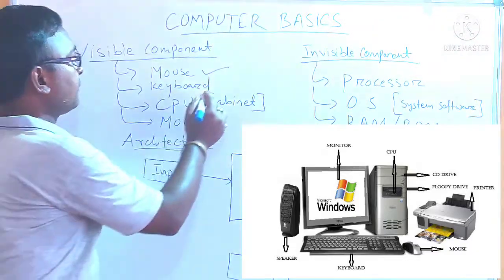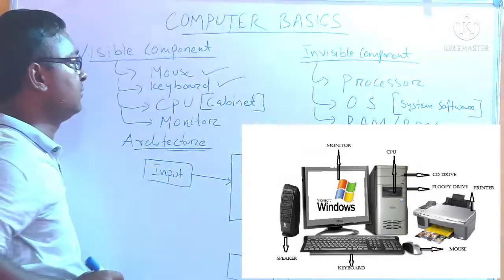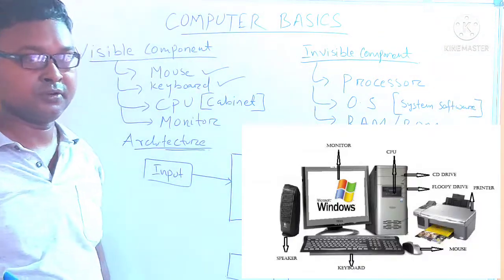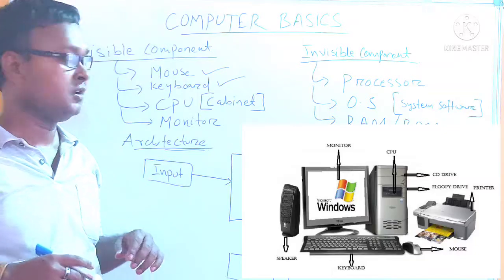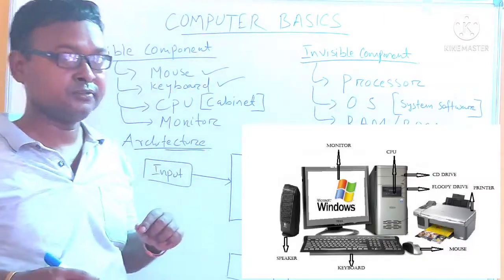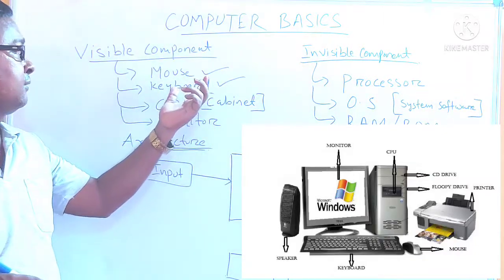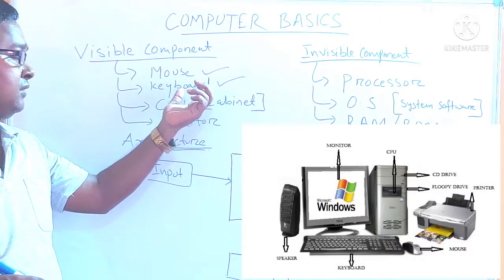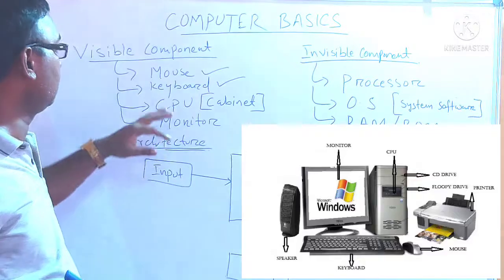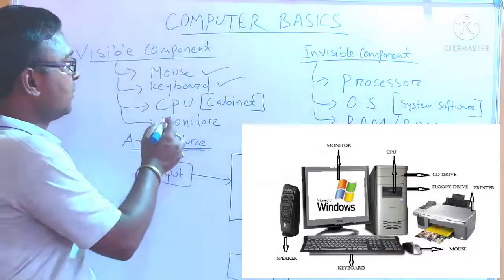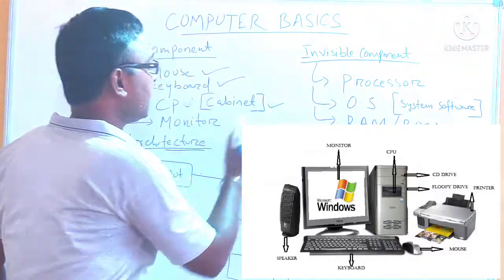One more component which is visible to you is the keyboard, where you give the input to the computer system. This one is also visible to you, so I have taken the keyboard under the visible components. Another visible component is the cabinet.